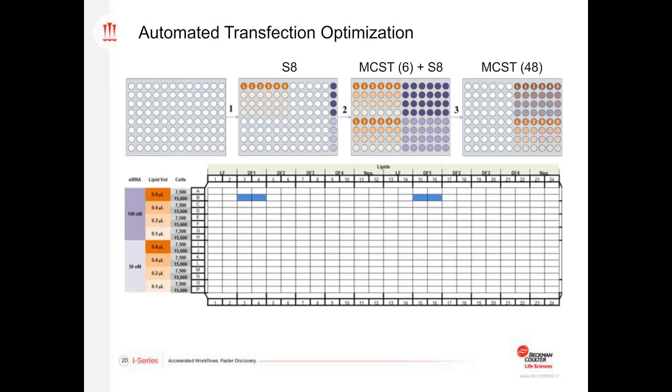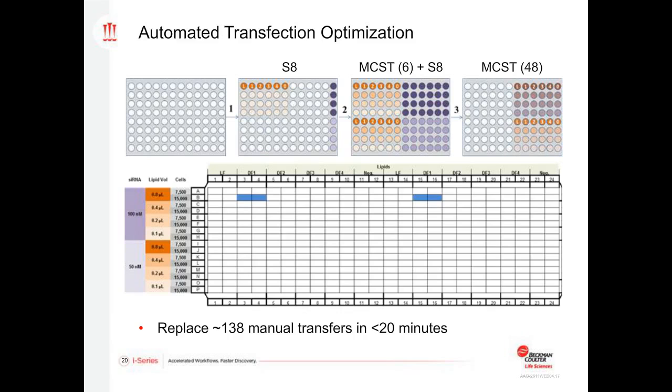The final result was 96 different conditions, and shown in the plate map below, the 4 blue wells indicate the 4 replicate conditions for a given condition, in this case 0.8 microliters of Darmafect-1 with 100 nanomolar siRNA and 15,000 cells per well. So the nice feature here is we're able to test 96 different conditions in quadruplicate for optimization in a single plate. If we tried to do this manually, my best estimate would be that it would take about 138 manual transfers, and instead the automation was able to achieve this in under 20 minutes.